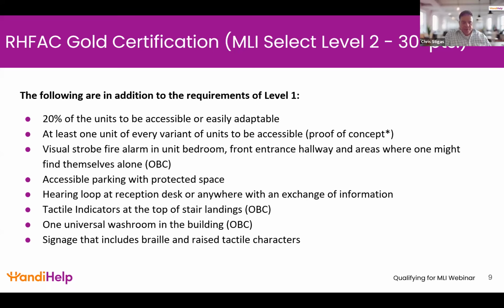So level 2 and 30 points is essentially all the things on the slide previously, except this time we need to raise it to 20% of the units to be barrier free. See here, they're listed as adaptable. And in that previous level, only one unit needed to be fully accessible or a proof of concept. For level 2, one unit of each variant will need to be fully accessible. So one bedroom, one 2-bedroom, one 3-bedroom.